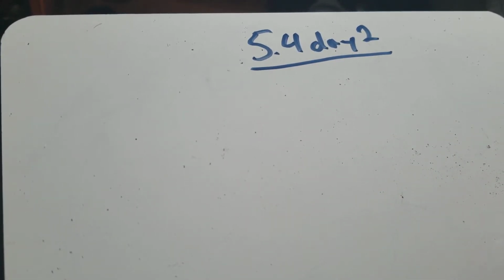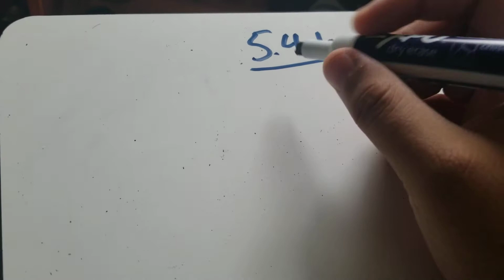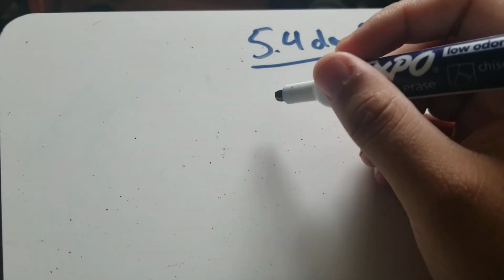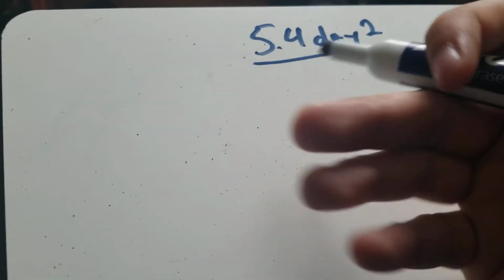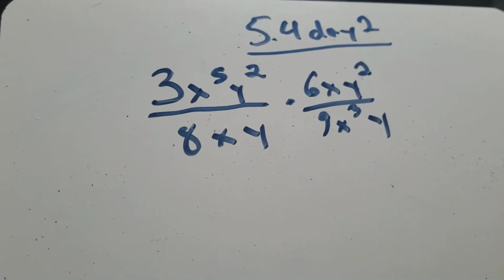So 5.4, day 2. The title of this section is called Multiply and Divide Radical Exponents. Well, yesterday we didn't do any multiplication and division, so today is where we're going to tackle that. So let us do some multiplication and division. I'm about to write a practice problem right now.